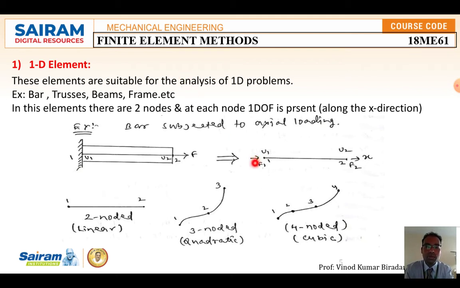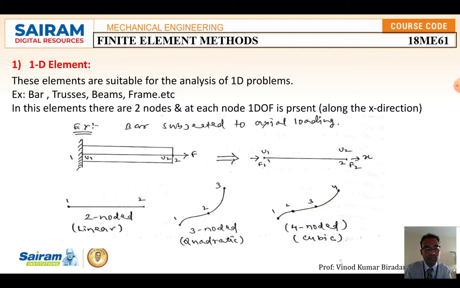What you are going to understand in this PPT is that in a one dimensional element each node has only 1 degree of freedom. This is very important, you have to remember. Such elements are called one dimensional elements. This is a 2 noded linear element. This is a 3 noded linear element, because in between it is connected, 1 2 3. Similarly 1 2 3 4, this is a 4 noded cubic element.